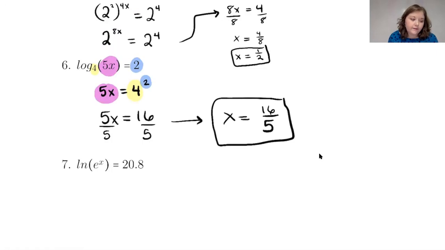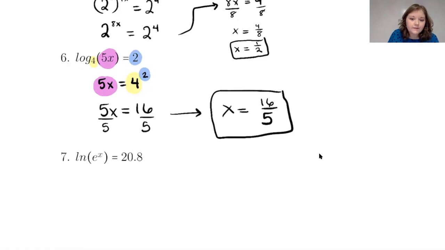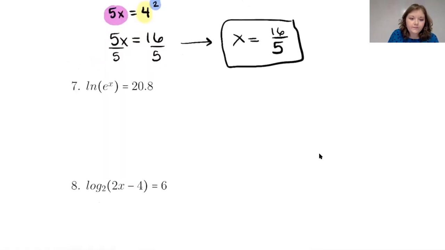So that one we ended up not having to use the exponential property of equality because we didn't end up having an x in the exponent of either side of the equation after we changed it to its exponential form. It just ended up being a regular polynomial equation. Okay.